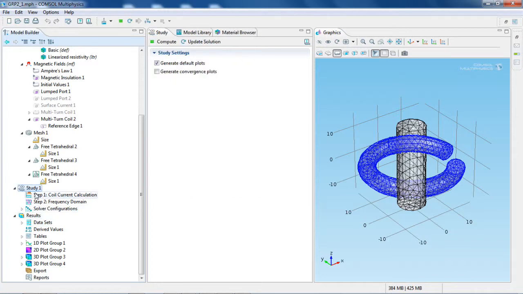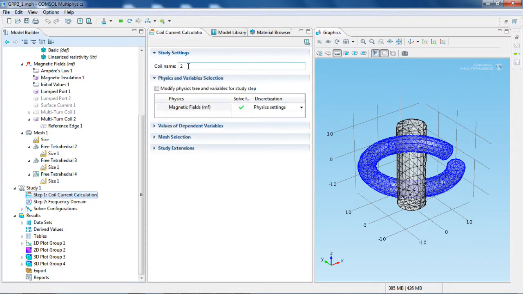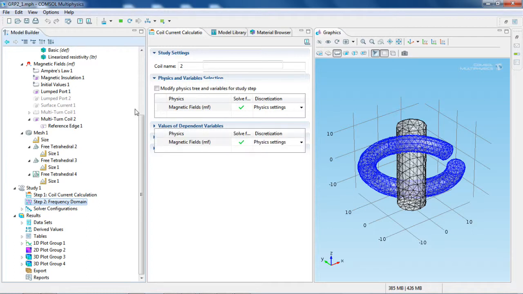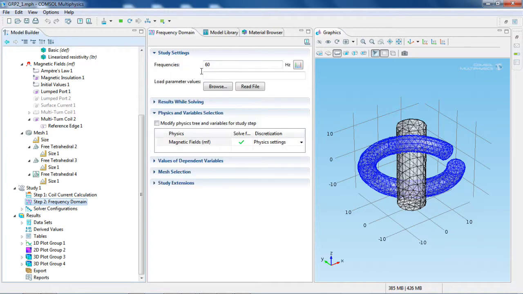The study selected was current coil calculation, which was required to determine the parameters of the Rogowski coil. Frequency domain was used to set up a frequency of 60 Hz. This should enable the lump port current to be an AC at 60 Hz.